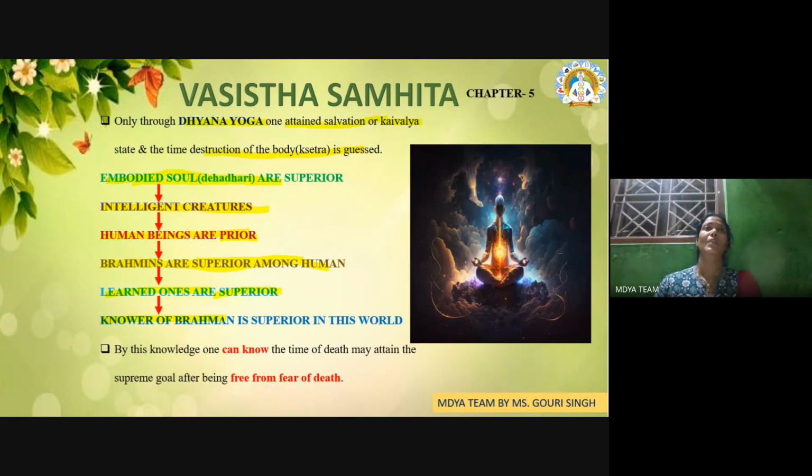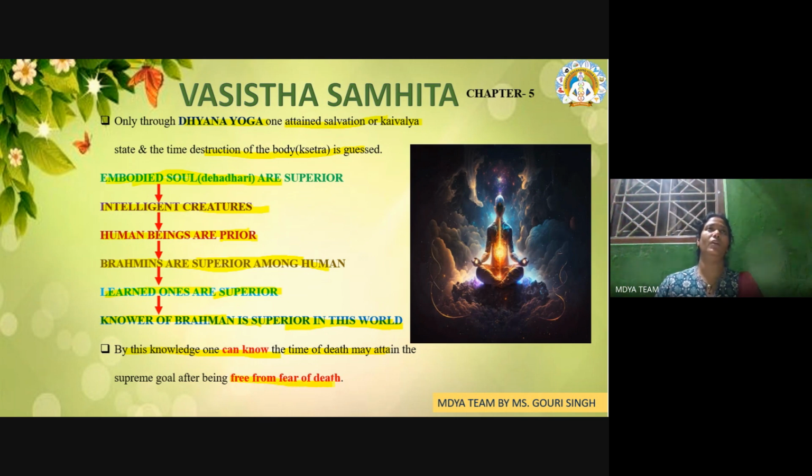In the same way, many Brahmins follow different knowledge, scriptures, and rituals, but among them only the knower of Brahman is superior in this world. That means one who attains the samadhi state through dhyana yoga. That person is the knower of Brahman here, and that person is superior in this world. According to Vasistha, by this knowledge one can know the time of death and may attain the supreme goal after being freed from fear of death.